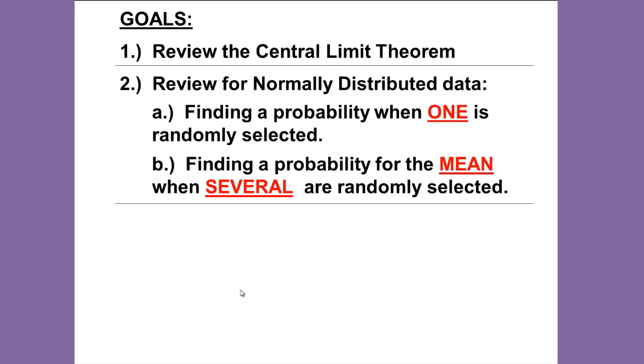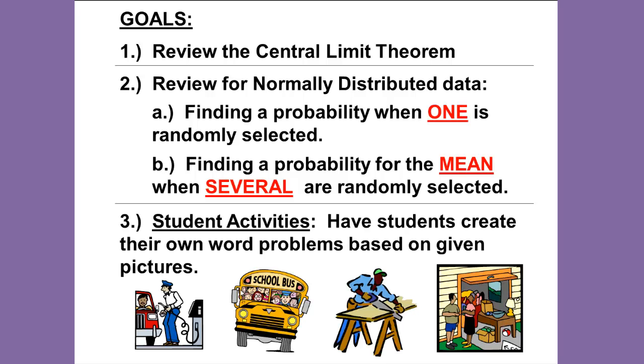We have three goals from this PowerPoint that we will cover. One, to review the central limit theorem. Two, to review for normally distributed data, finding a probability when one is randomly selected, and finding a probability for the mean when several are randomly selected. Notice the highlighted one and mean when several, and the two different approaches there. And then there were some student activities to review point number 2, as well as having students create their own word problems based on some given pictures.